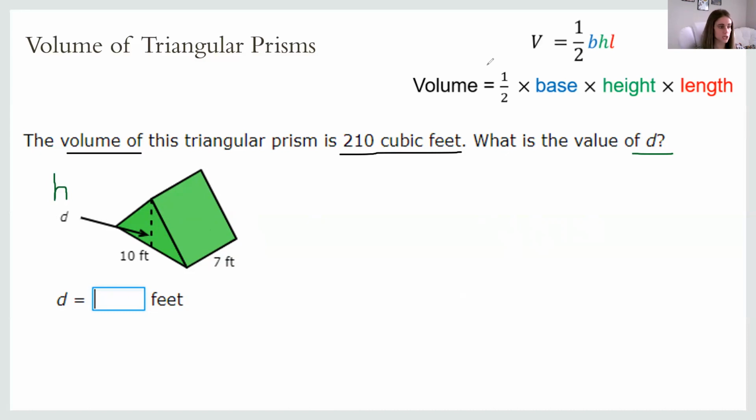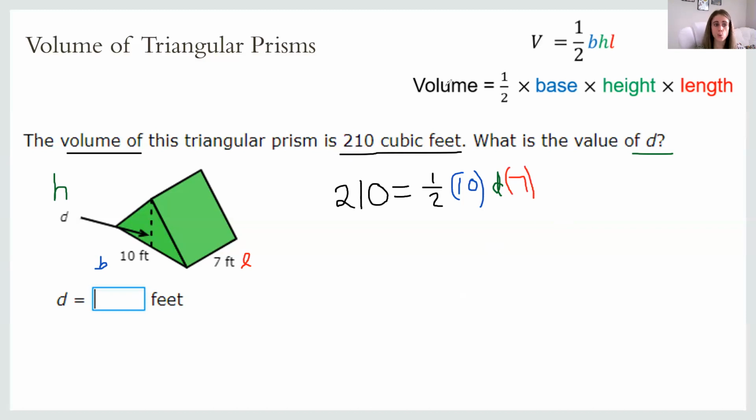Let's label the rest of our information. Our base is 10, and our length is 7. Once again, substitute, only this time we know the volume. So instead of the letter V, it's going to be our answer, volume of 210 cubic feet is equal to 1/2 times our base, which is 10, times our height, which we don't know about yet. Probably should make that a D because that's what the problem says, times our length, which is 7.